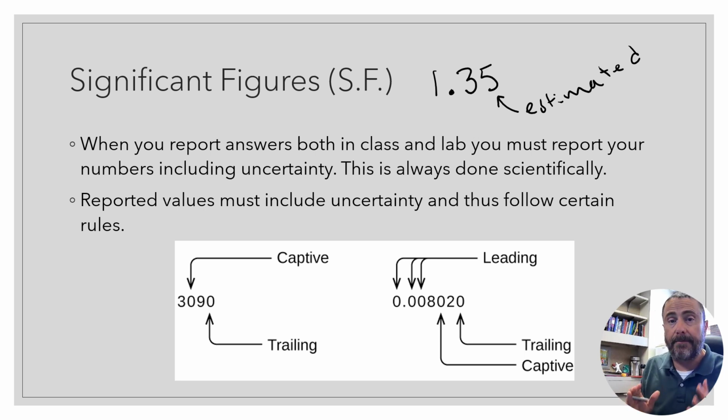Captive zeros are in between non-zero values. Trailing zeros come after non-zero values. Leading zeros come before non-zero values.